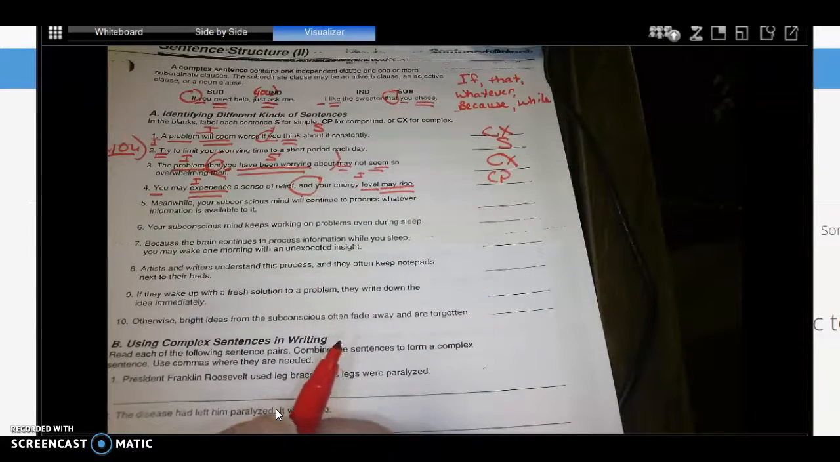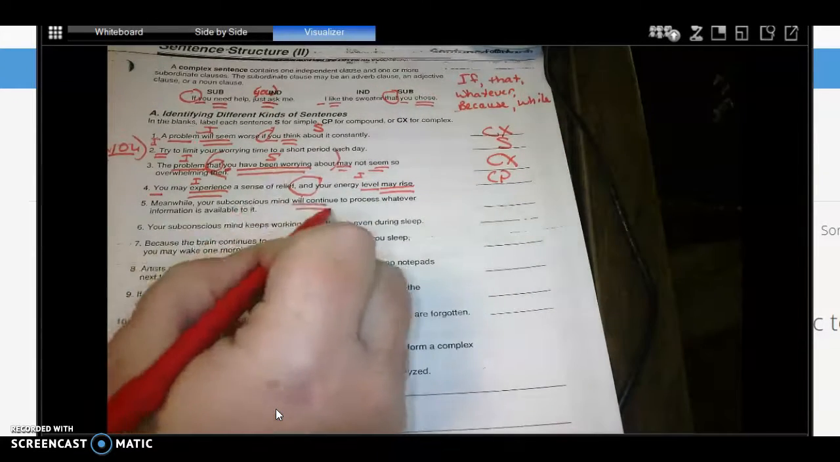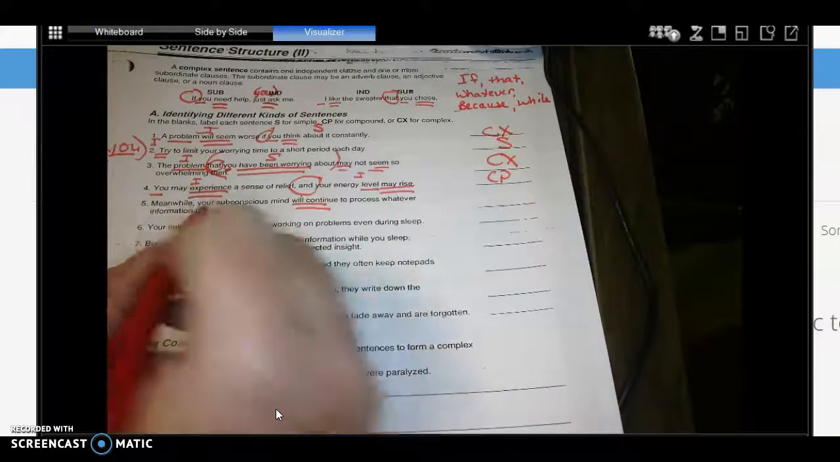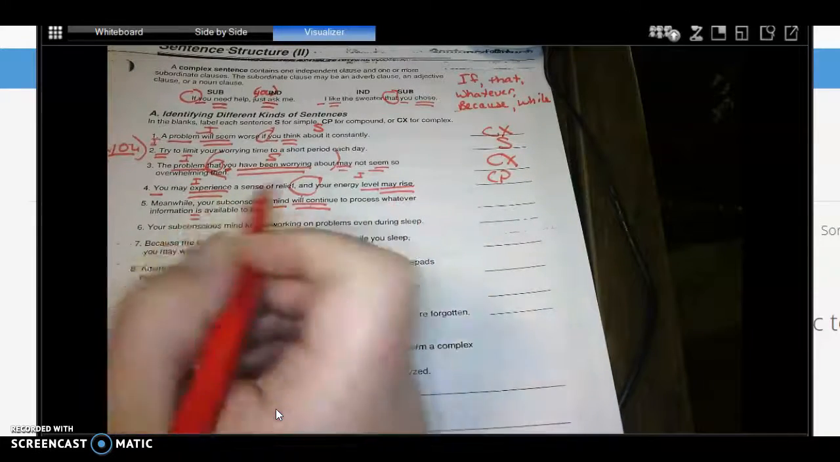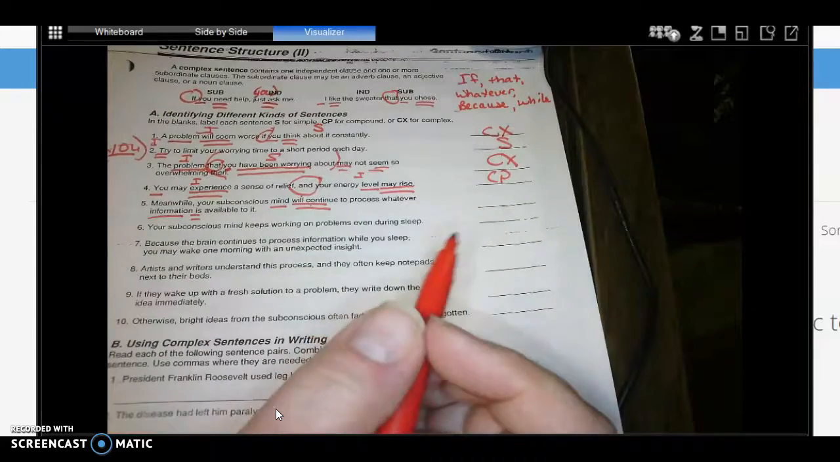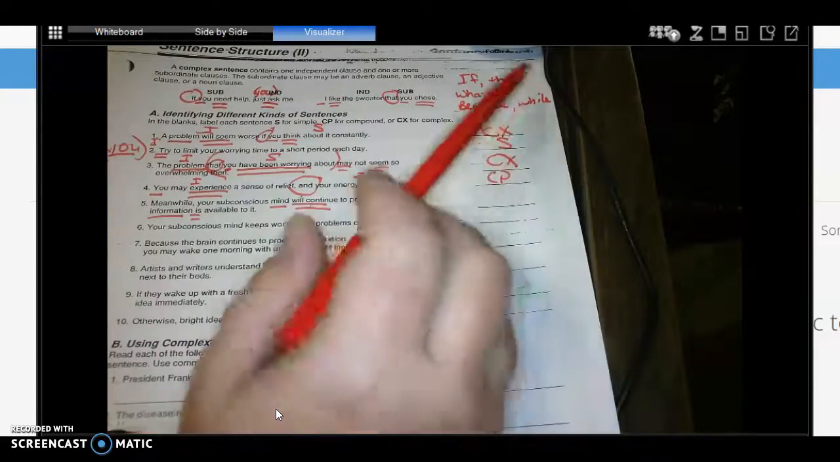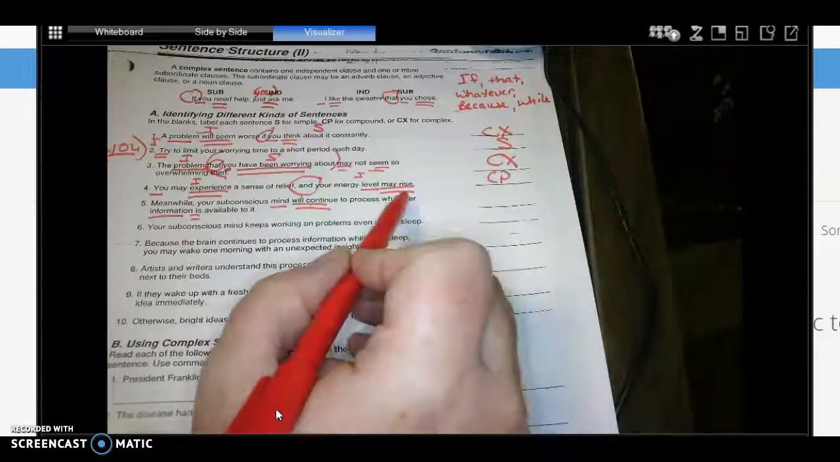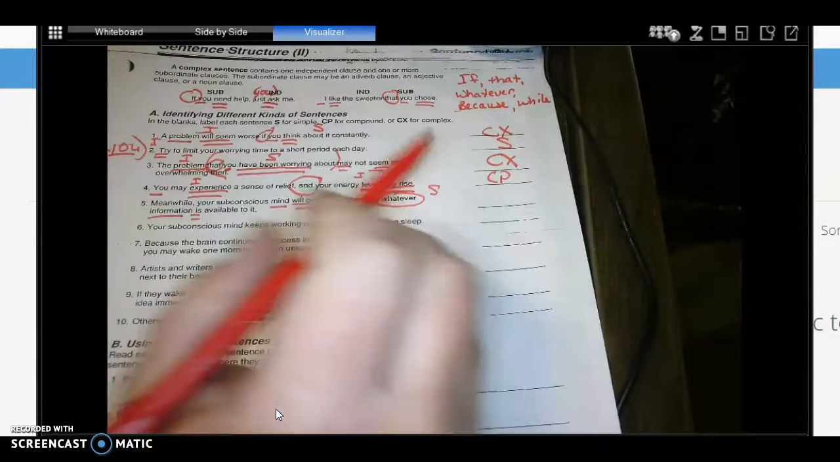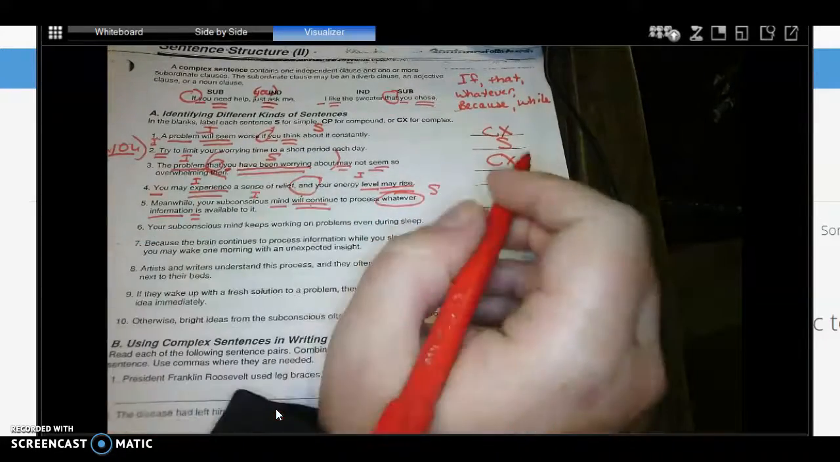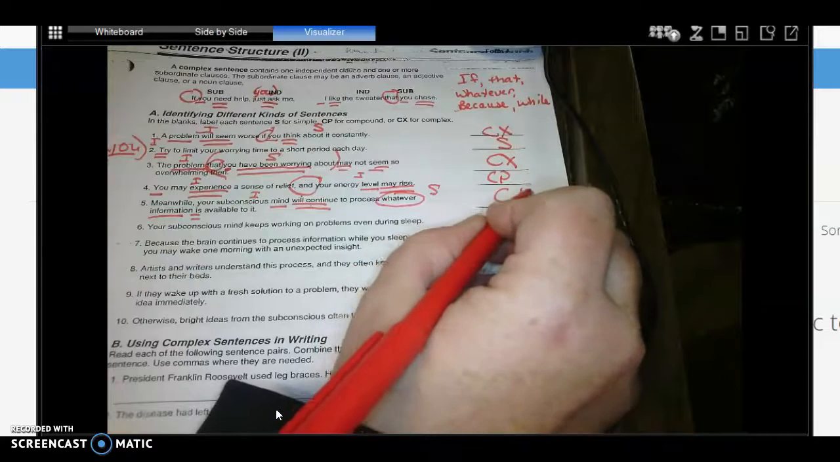Okay? Now, you should have will continue and is. Now, what will continue? Mind. And what is available? Information. Okay? And you should notice that I do have a clue word. Whatever. So here's my subordinate clause, and here's my independent clause. So this sentence is going to be complex.